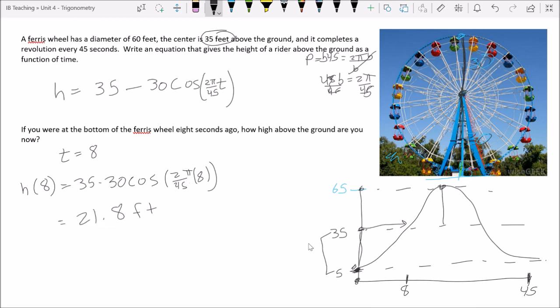Let's see if that makes sense in context. First of all, can you be 21.8 feet above the ground on a Ferris wheel? Heck yeah, you can. Does it make sense in the context of the picture? So this is saying that this, and I'm just doing a rough sketch, 21.8. Based on my rough sketch, is that reasonable? Yeah, it makes sense. We should not be at the midway point yet because we're not at 22.5 seconds yet. So no, we're not at the midpoint yet. We're still below that. So this makes total sense on the graph and total sense in context.